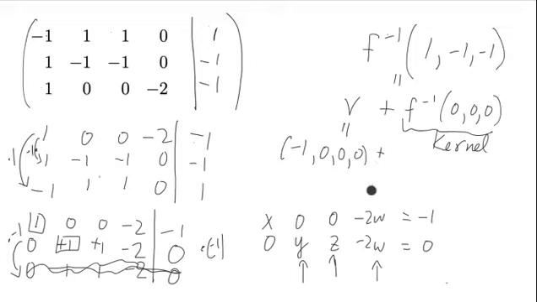All right, now it's time to find the kernel. So we found our v, and we used reduced row echelon form to help us find this vector v, which is going to be the shift of the kernel. Now we've got to find the kernel.